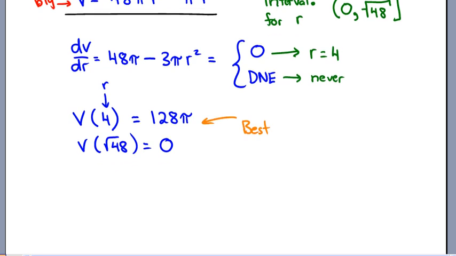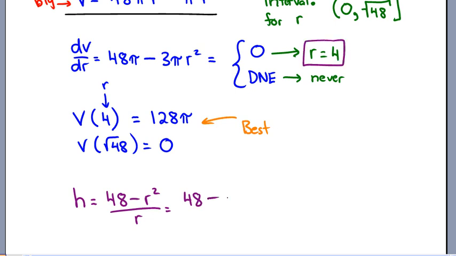I have found the best radius, except the question said go and find the dimensions. Oh, okay. So the dimensions, I need to have the h as well. So I go back to my constraint. I know that the h was equal to 48 minus r squared, all on top of an r. And I've now learned that the r should be 4, right? Saw that right here. So 48 minus 4 squared, all on top of 4. That ends up being an 8.